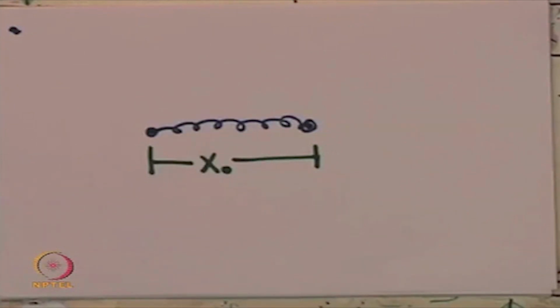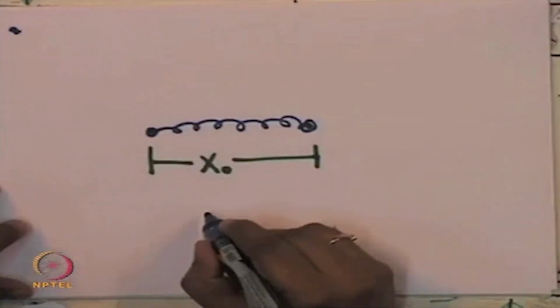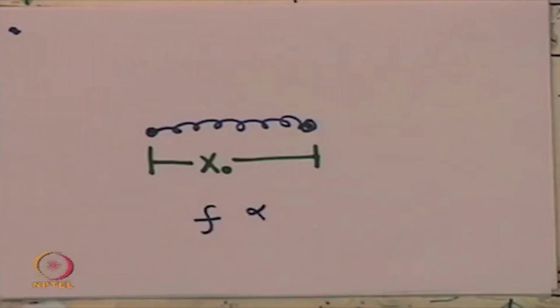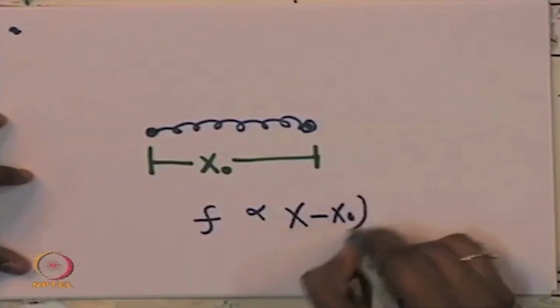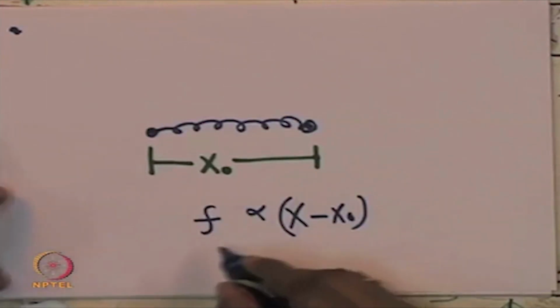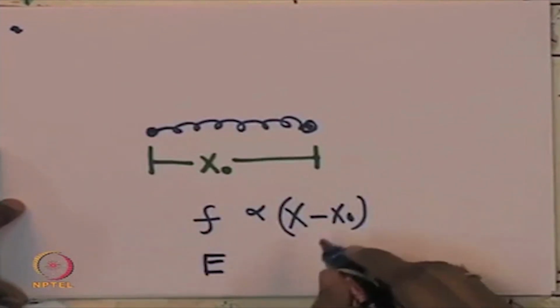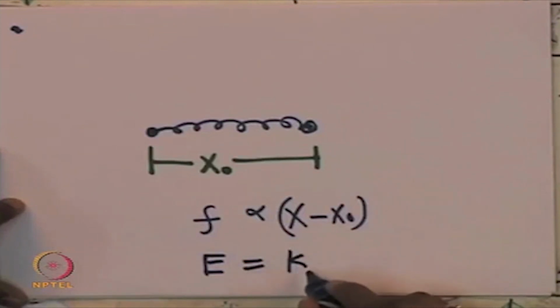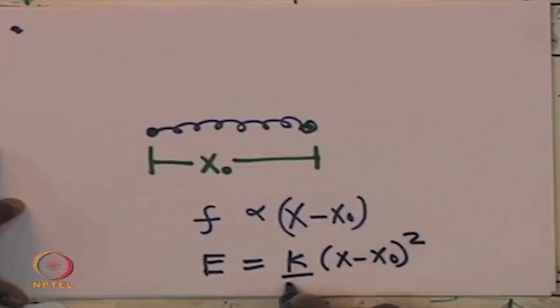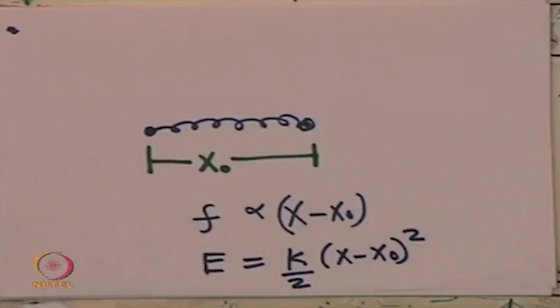Now, the more force you apply, the more difficult it is to stretch. The force you need to stretch is proportional to how much you go away from x 0, that is, x minus x 0. Either you increase the distance or decrease the distance, the force will be affected. And the energy for such a spring is proportional to x minus x 0 whole square. So, half k into x minus x 0 whole square. This is the energy of a spring.